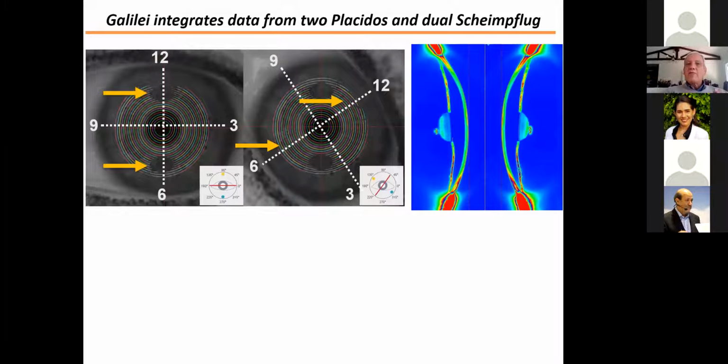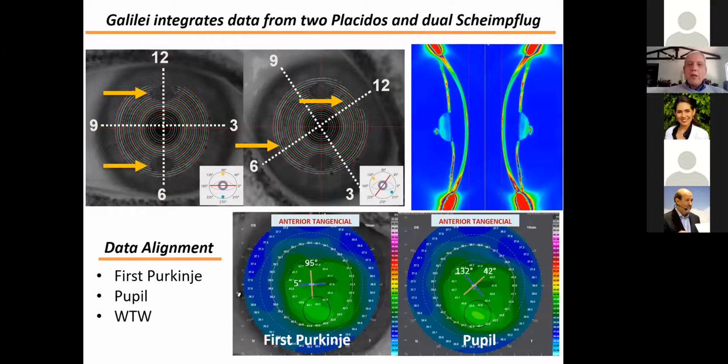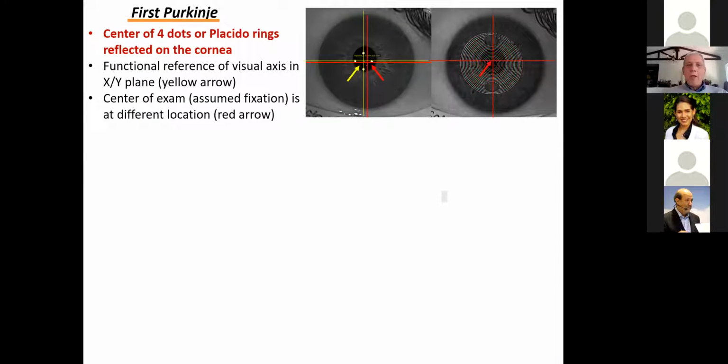Galilei integrates data from 2 Placidos and 2 Scheimpflug images simultaneously, and data alignment can be centered to the first Purkinje or to the pupil. Wavefront can be aligned to the white-to-white, the corneal diameter, or to actually any point in the cornea. The Galilei describes the first Purkinje as the center of the 4 dots, which are reflected in the cornea.